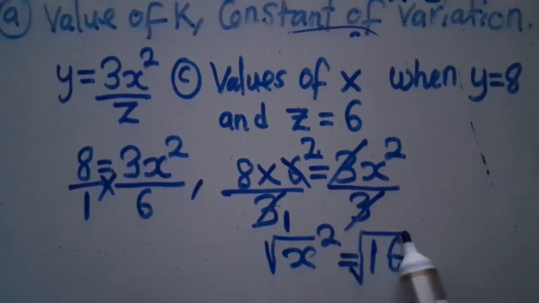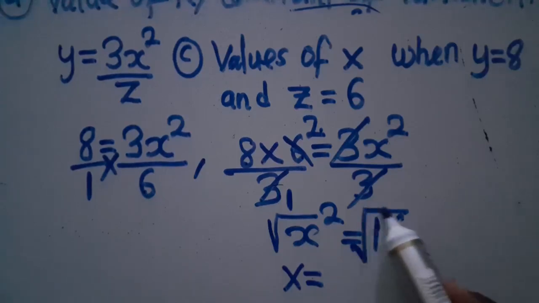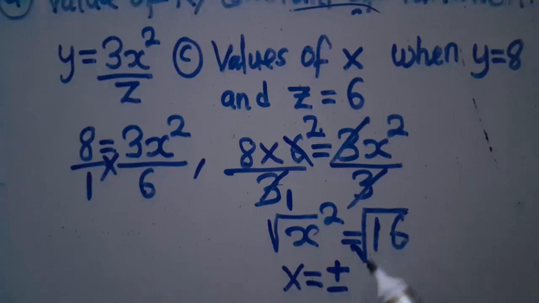Even here, you introduce the square root on both sides of the equation. After introducing the square root, the square root and the square will cancel out. So you are going to have x is equal to, and each time you introduce the square root, you get 2 answers: positive or minus. What is the square root of 16? It is 4.